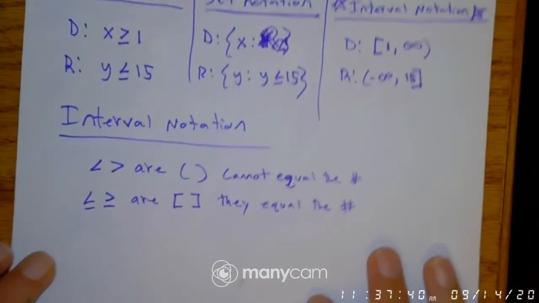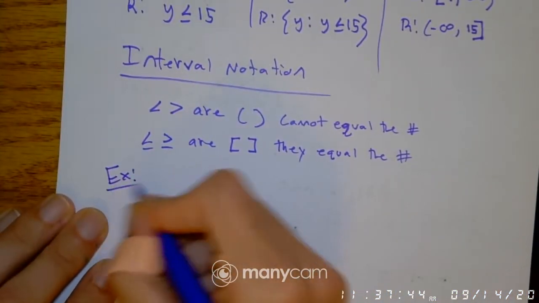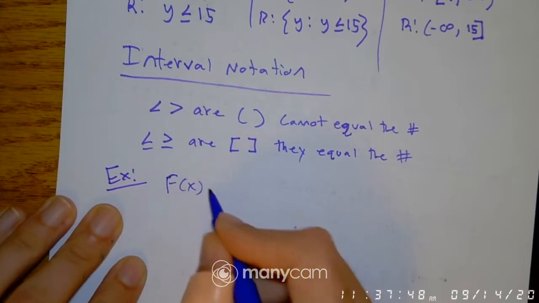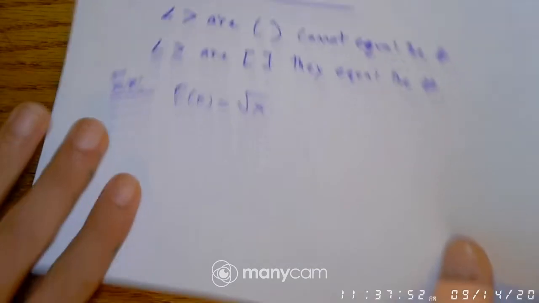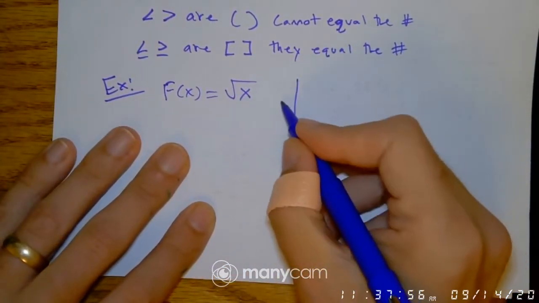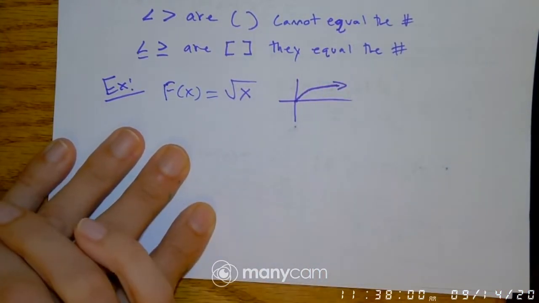So just a real quick little thing here. Let's do one more example and then I got to get going. So let's say f of x equals the square root of x. So I'm going to sketch a graph of this really quickly. It's the claw. Okay, looks something like that.